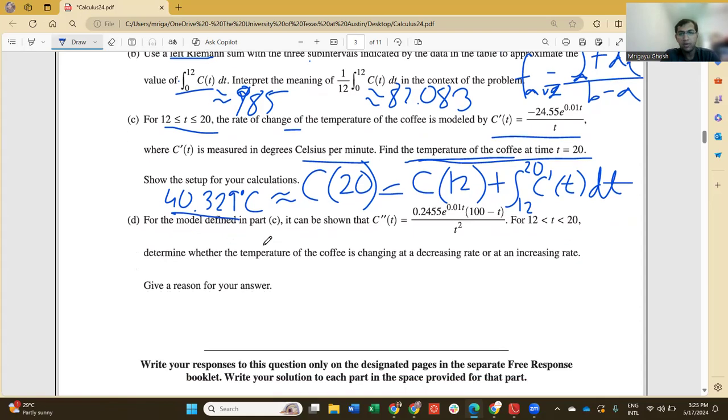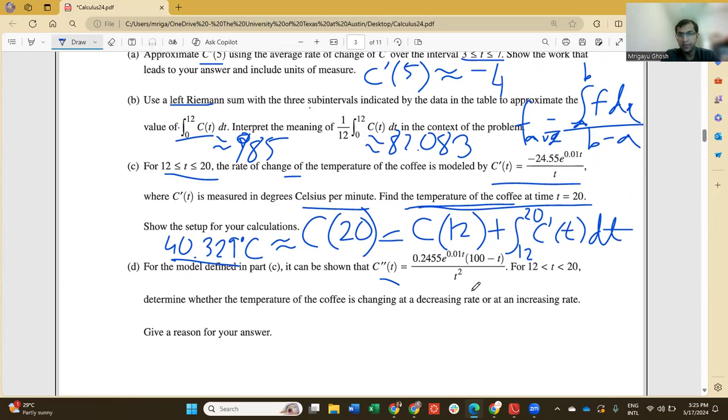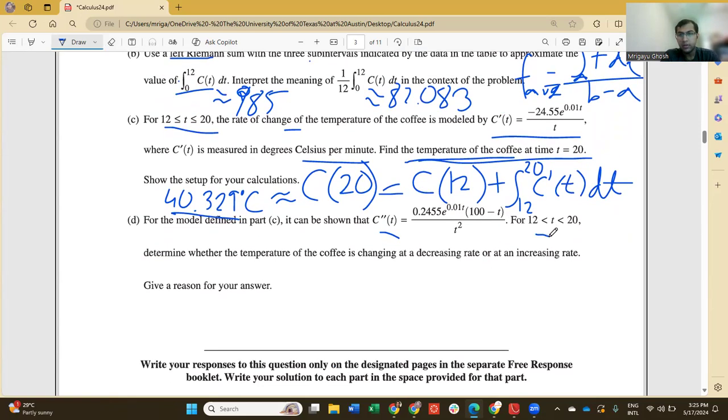Okay, and for the model defined in part C, it can be shown that this is the derivative of C prime, okay? And then for this interval, determine whether the temperature is changing at a decreasing rate or at an increasing rate. Well, okay, so in this interval from 12 to 20, no matter what we plug in, you see, C double prime of t will be bigger than 0 because an exponential is always positive. This is positive. t squared will be positive. So 100 minus t is the only thing.